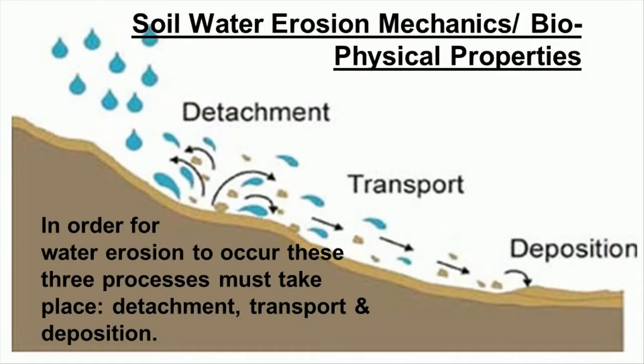Soil water erosion mechanics and biophysical properties. In order for water erosion to occur, these three crucial processes must take place. These are detachment, transport and deposition.